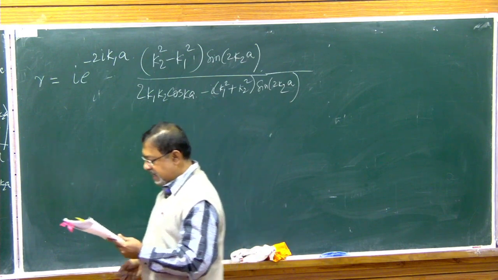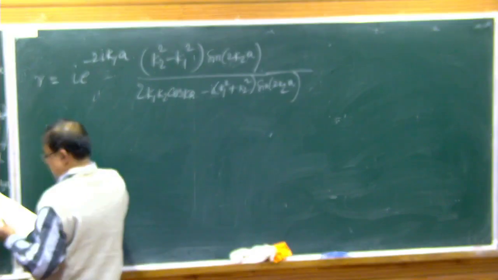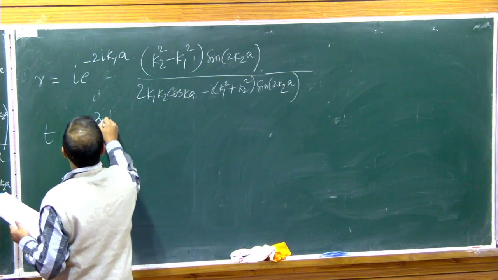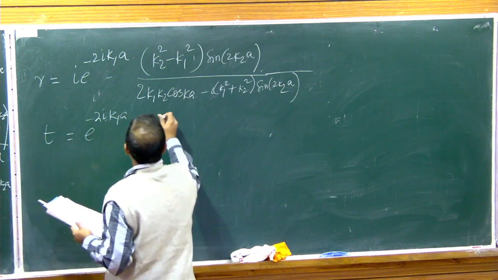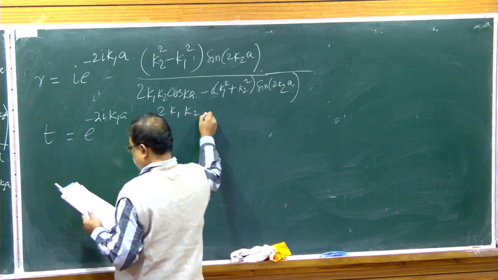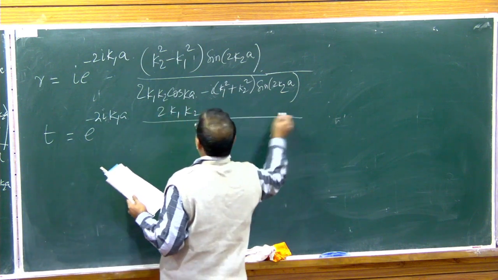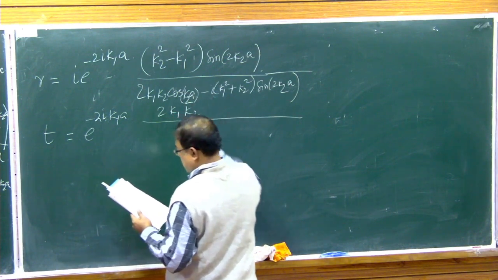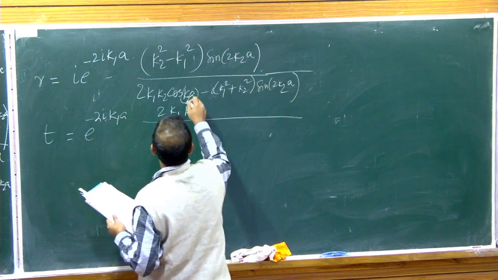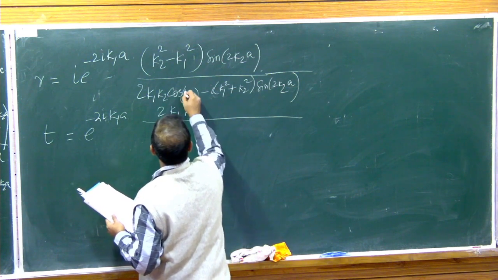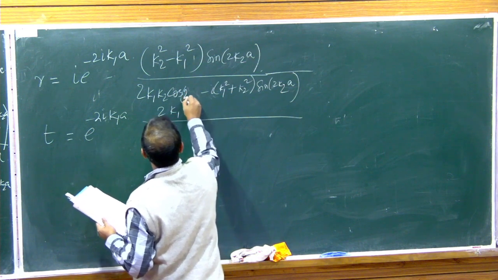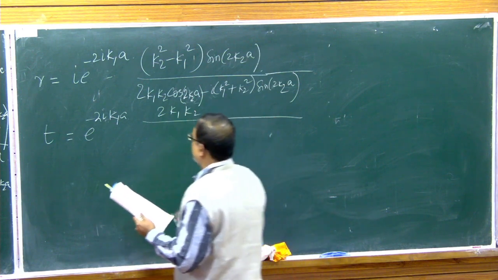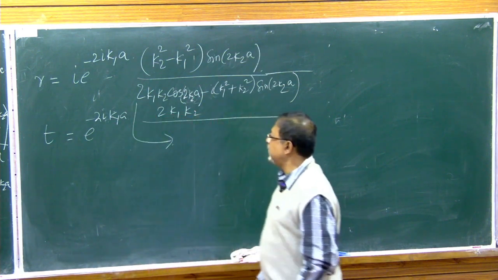Okay, and similarly the t will be exponential minus 2i k1 a, and then there is a 2k1 k2, and then there is the 2k2a here. I'll write a little small, but okay. And the same denominator goes with it.